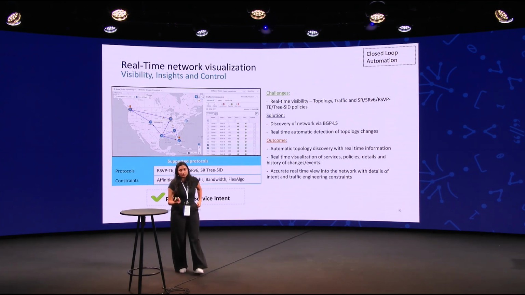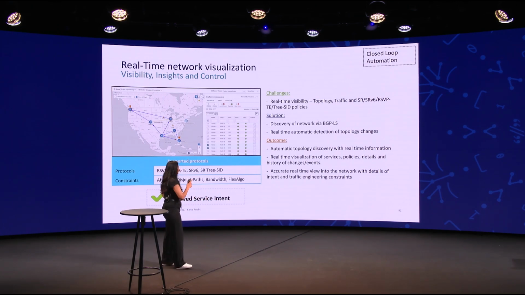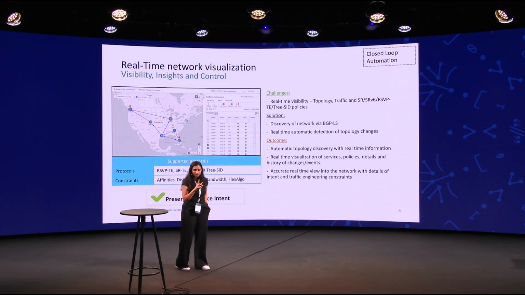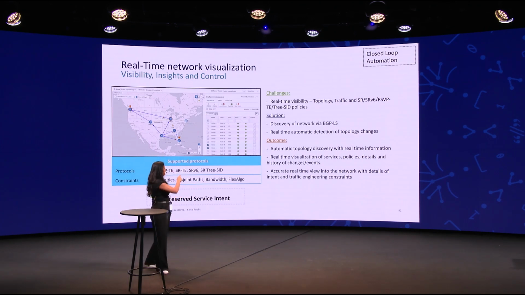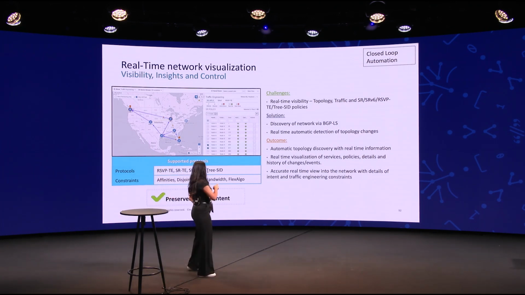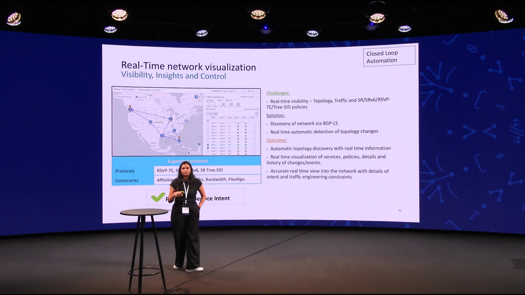What this comes with, though, and we have a separate slide for this, is real-time automatic detection of your topology changes, and that kind of goes into your self-healing and your closed-loop automation use cases. So the outcome here is you have automatic topology discovery, real-time information, and all the stuff that we talked about. Again, I'm running through this because there's not a lot of time, but if you want to learn more, a lot of the Crosswork folks are here, so reach out to us and we'll go through this in detail if you want.